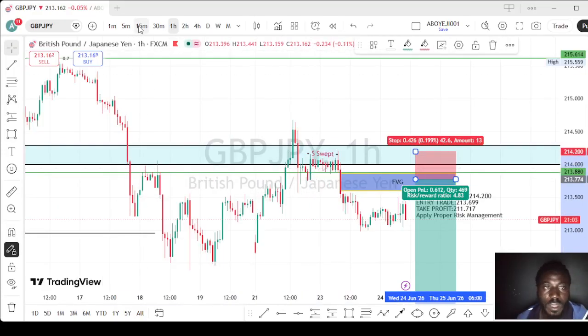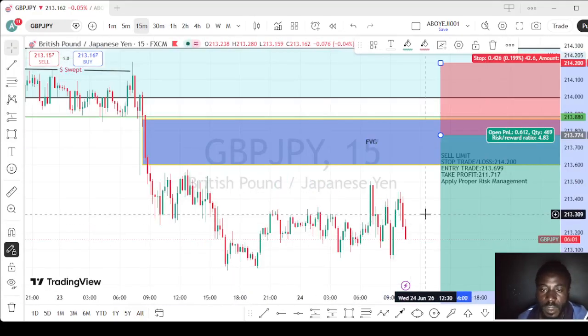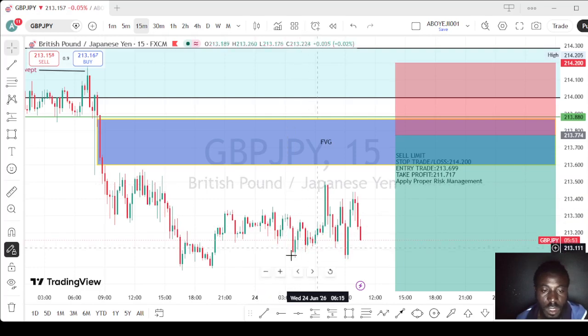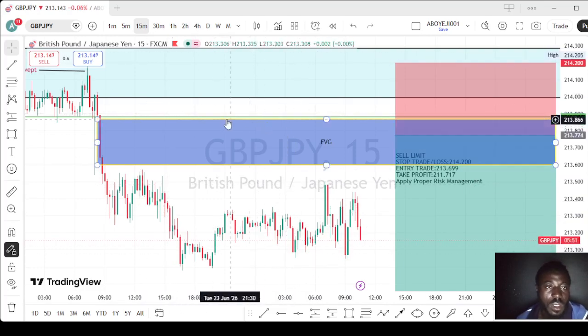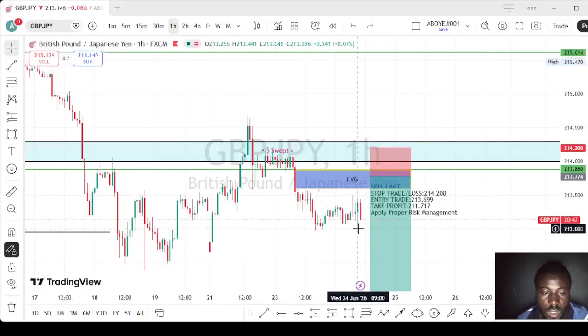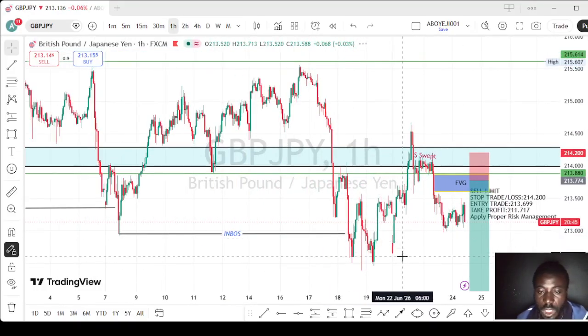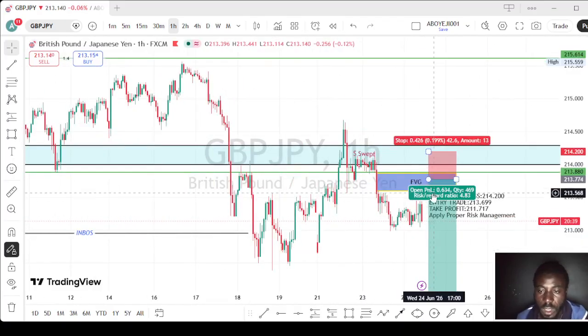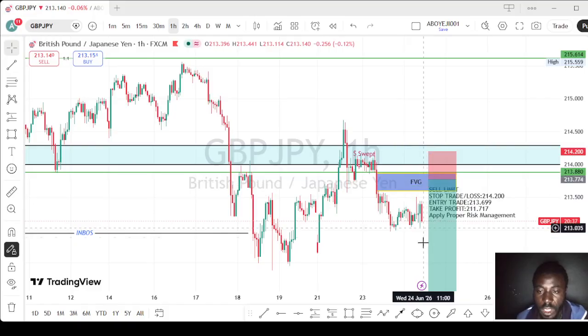Let's move to the 15-minute time frame. This is the 15-minute time frame, and you can see this is a liquidity. But this break of structure, the market mitigated it. Let's see. So guys, be patient. Before we can take this trade, we should see a break of structure before we can say we are taking the trade. But as for me, I'm expecting the market to mitigate this FVG and give us a downtrend. This is what I'm seeing.